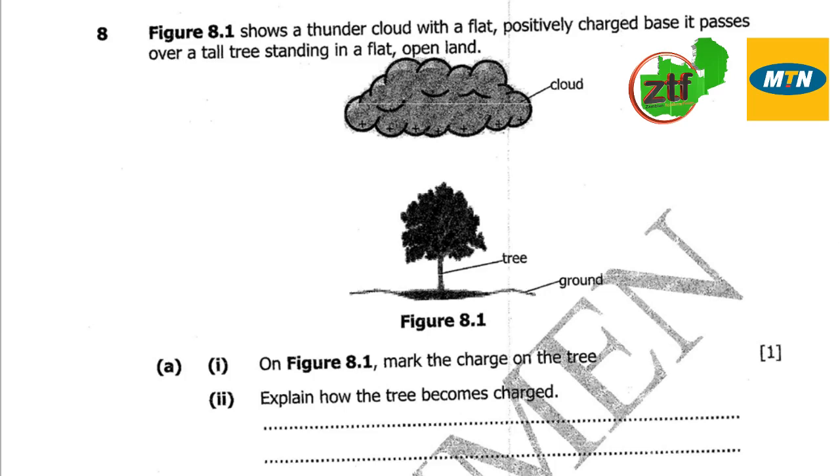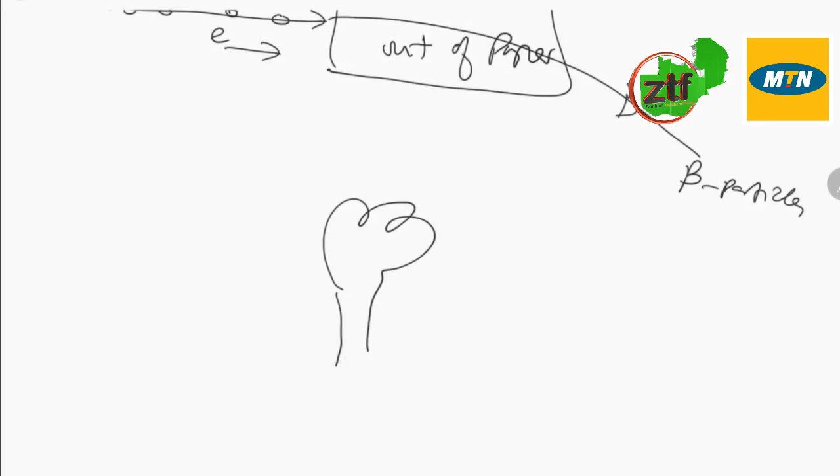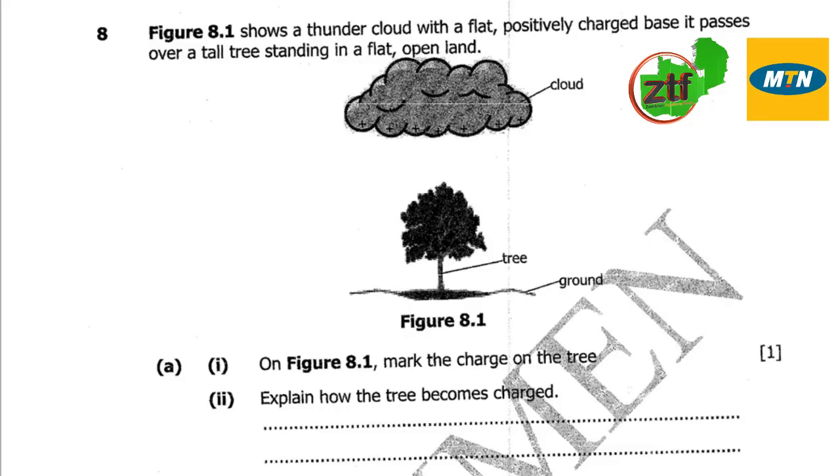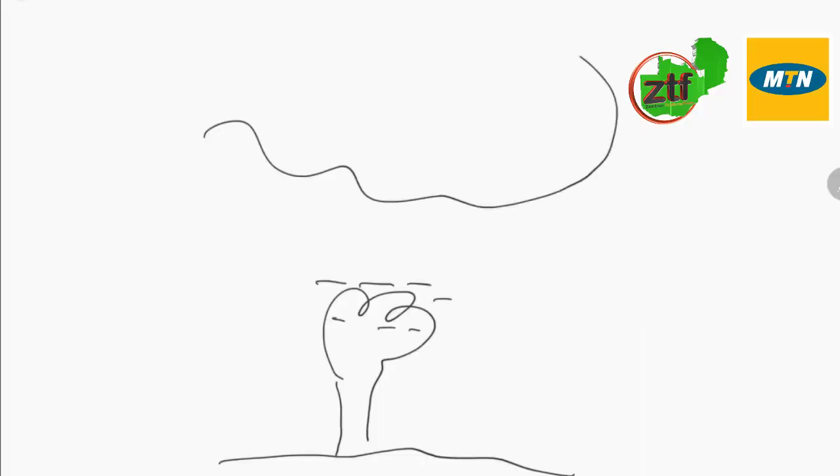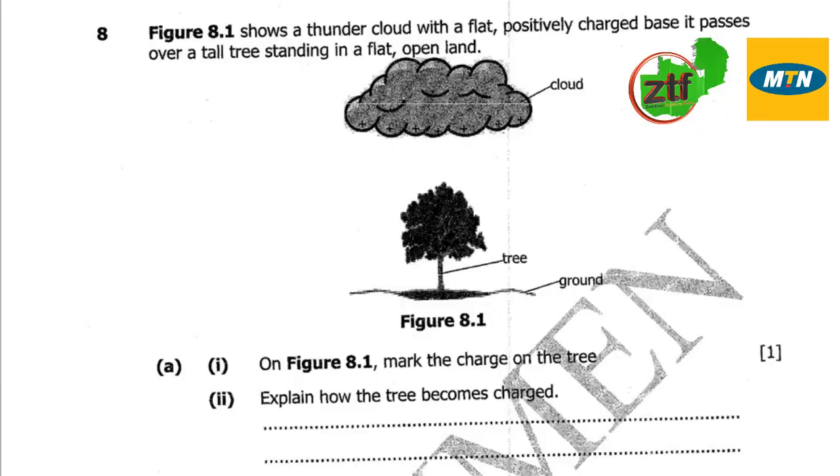So on the tree that I've drawn here, I will put negative. That is the charge on the tree. I hope viewers are able to see what I've done here. Let me just quickly remove this and say that we have this cloud which is positively charged.